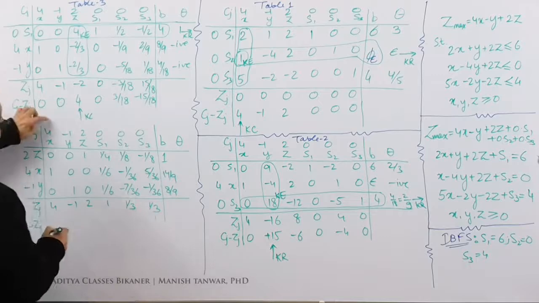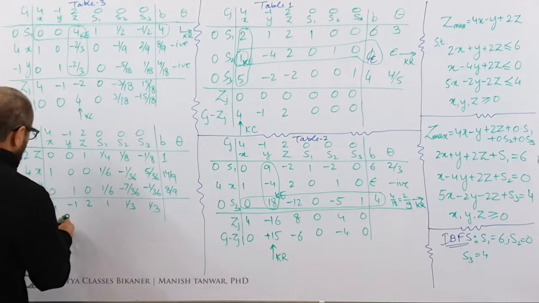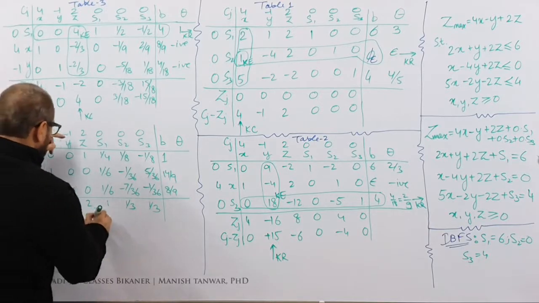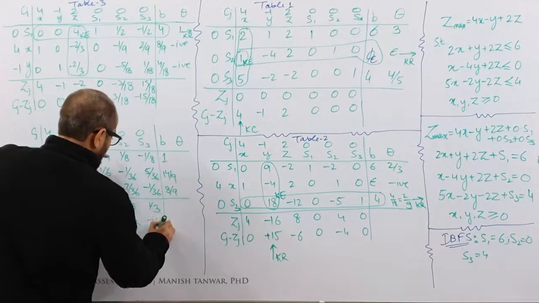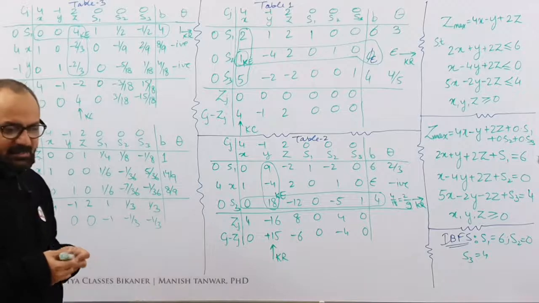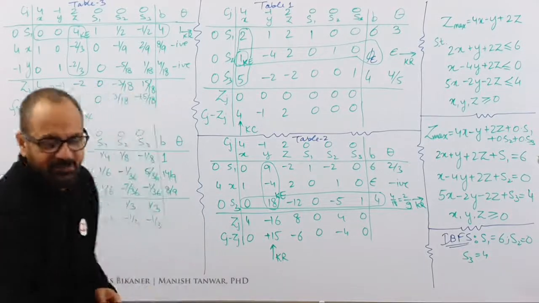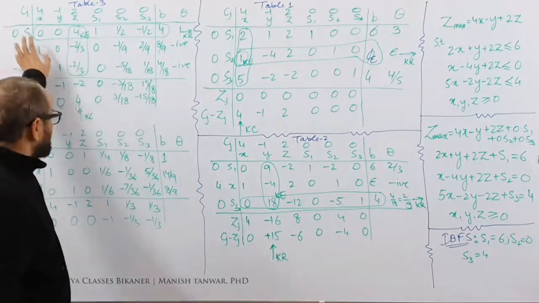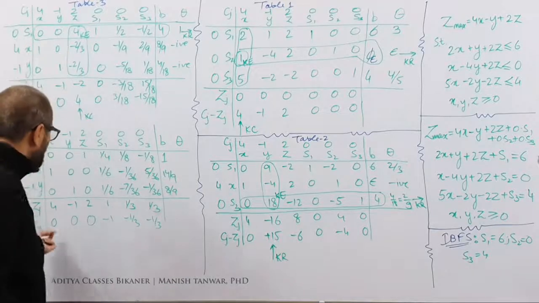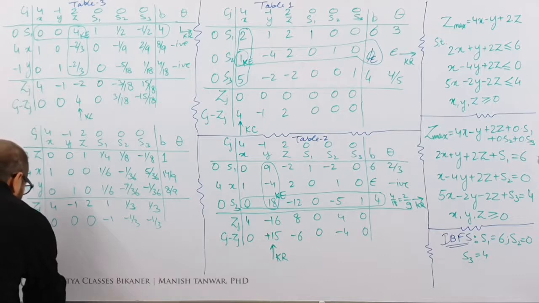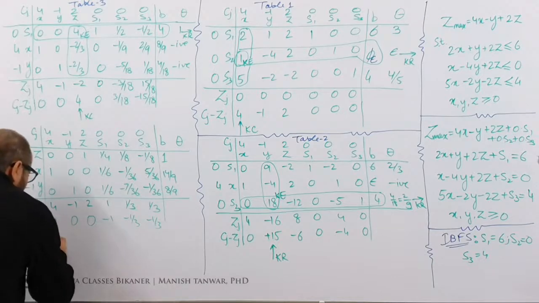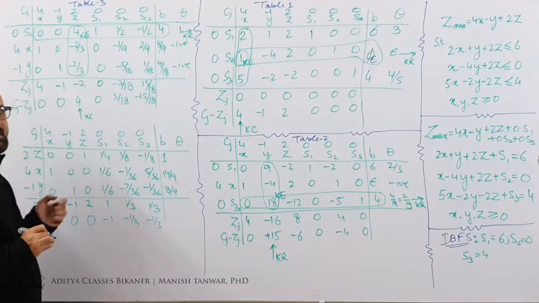We have 4 minus 4, 0, 0, 0, minus 1 by 3, minus 1 by 3. Hence, at this point we can say that we have reached the optimum solution. This is the best possible solution because of all the values in the net evaluation row. This is our net evaluation row. All net evaluation row values are either zeros or negatives.